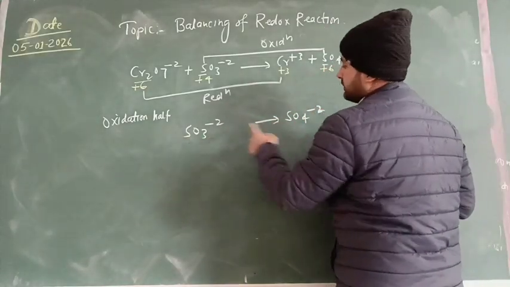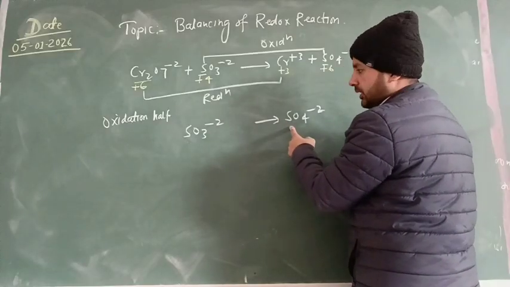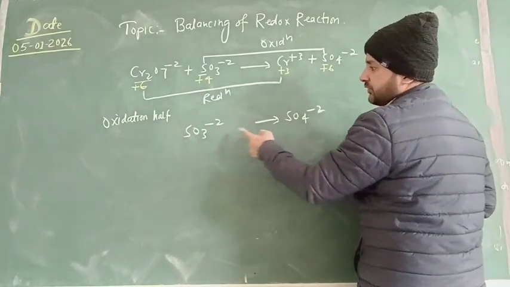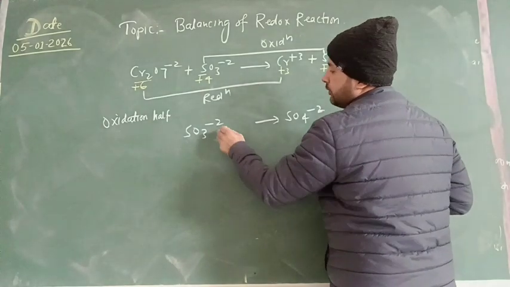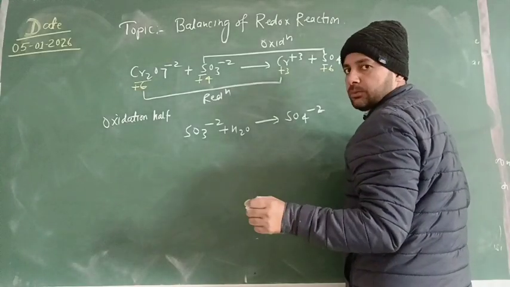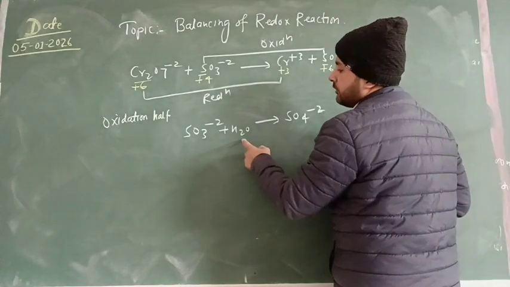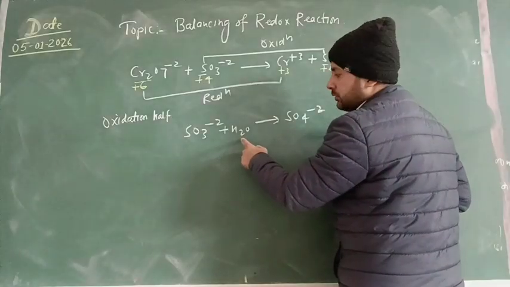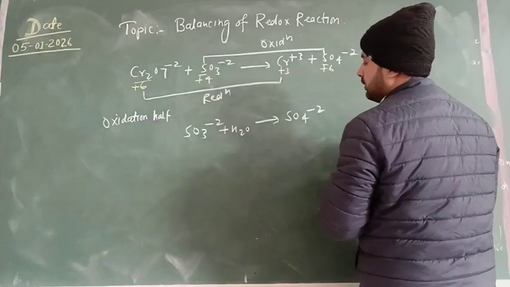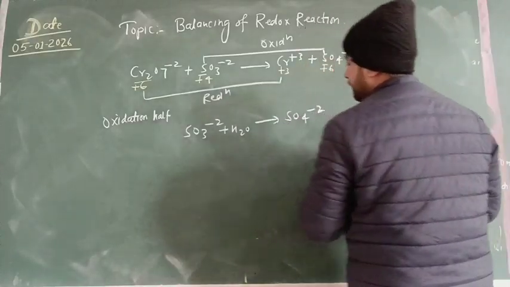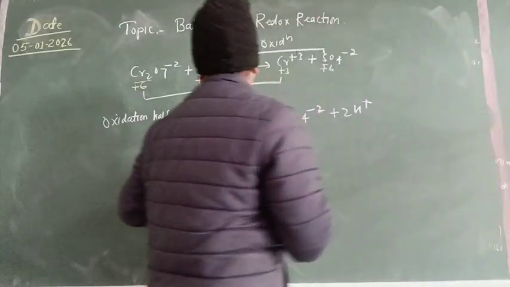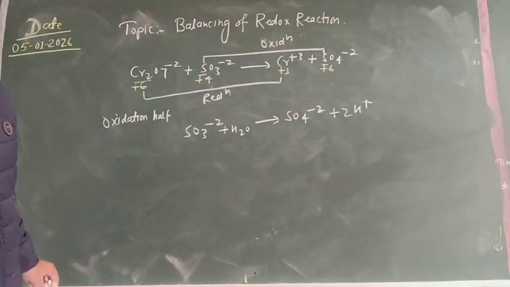The sulfur atom is 1 on both sides, the oxygen atom is 3 on the left and 4 on the right. So there is a deficiency of one oxygen atom, so we will add one water molecule to balance the oxygen atoms. Okay. After adding one water molecule, the number of hydrogen atoms is 2, so we will add 2H+ on the other side. And then we will write the reduction half reaction.